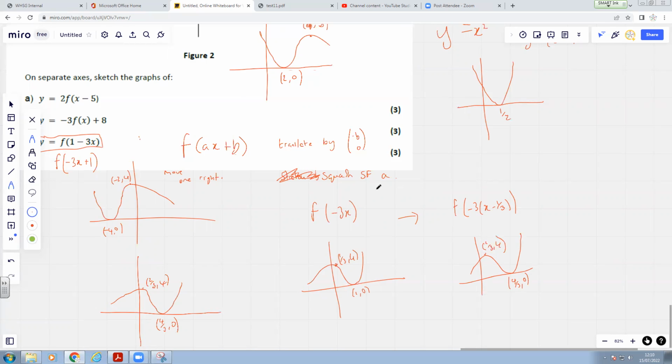Very difficult, that last one, easily messed up in exam conditions.